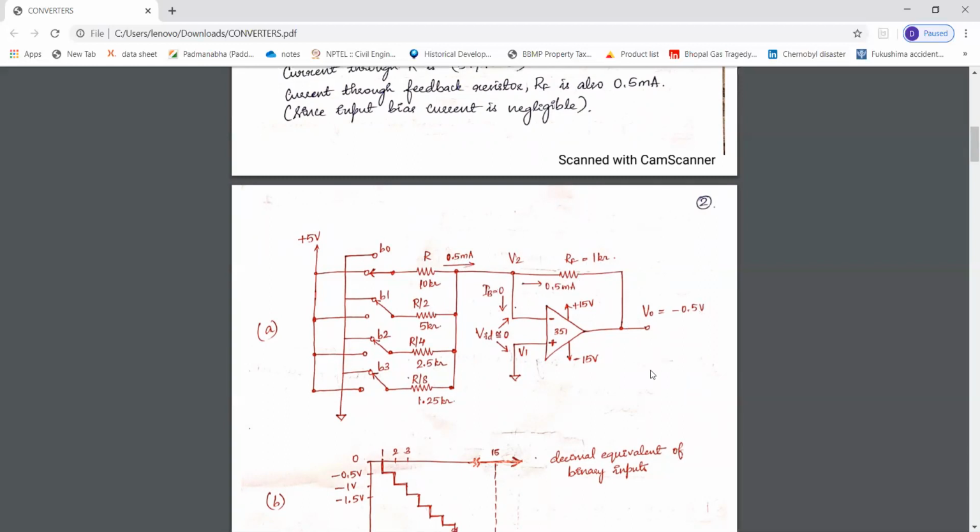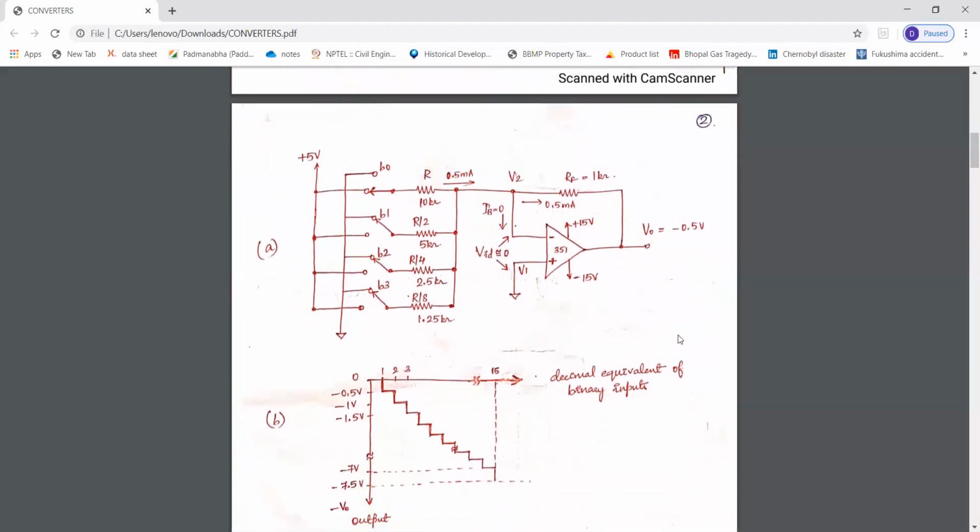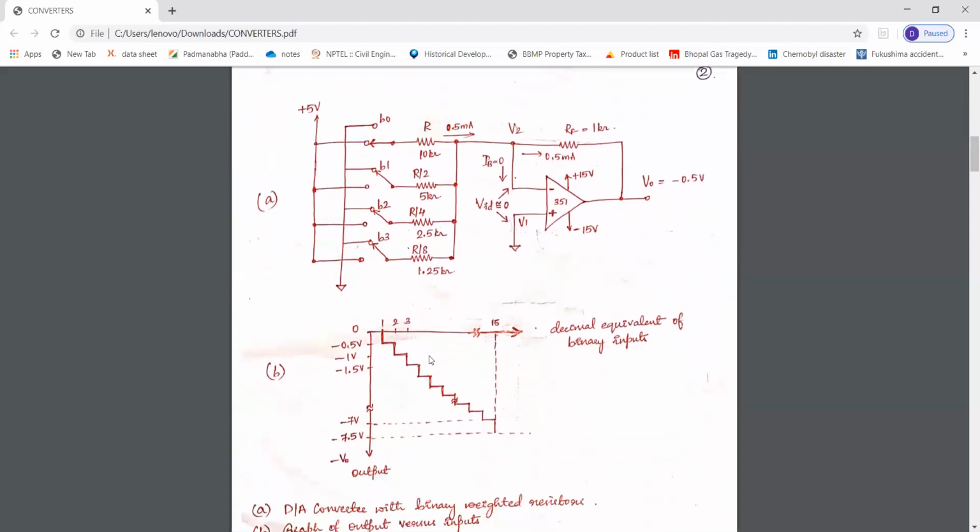So you can see that when the switches B0 and B1 are closed, the output voltage is increasing in the negative direction. So here we have a staircase wave in the negative direction indicating the output voltages with respect to the decimal equivalent of the binary input.